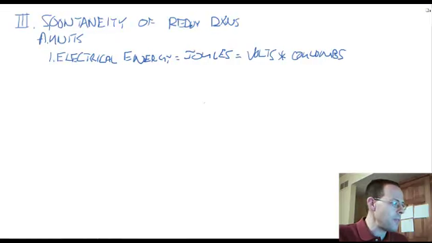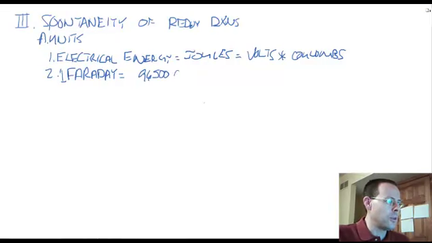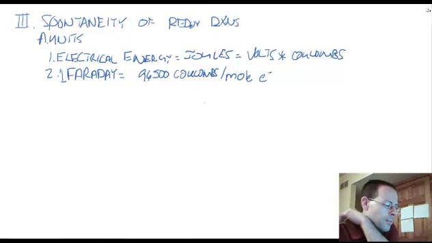So coulombs. The other thing you need to know is a Faraday, which is a unit, and 1 Faraday is equal to 96,500 coulombs per mole of electrons. Alright, and that's pretty much what we're going to stick with for now.